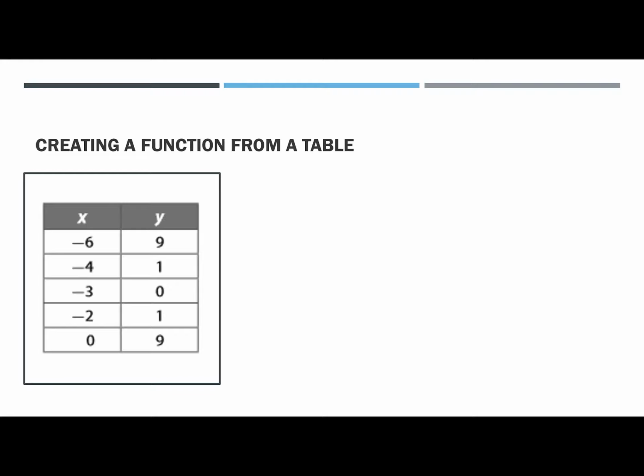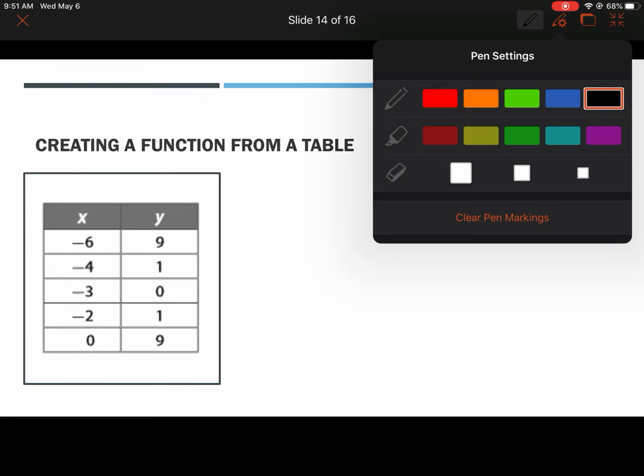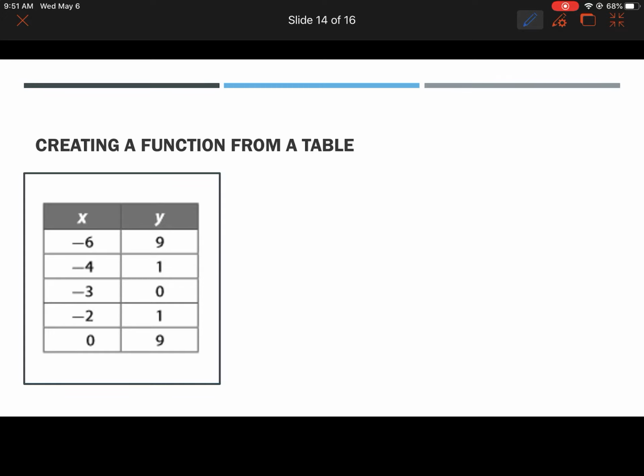If we have a table, and we're told it is a quadratic, the first thing you should be looking for in any of these is a vertex. We know the vertex is that center point, so wherever you see these mirrored values, the one in the middle is my vertex.